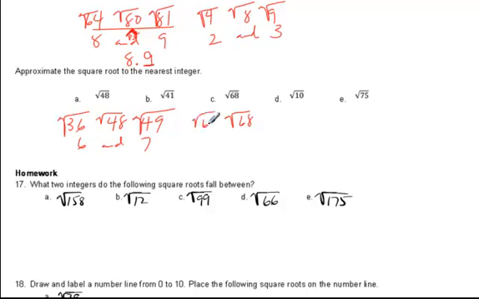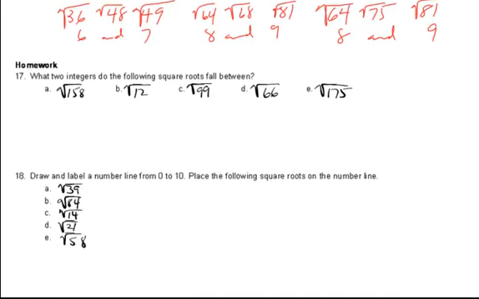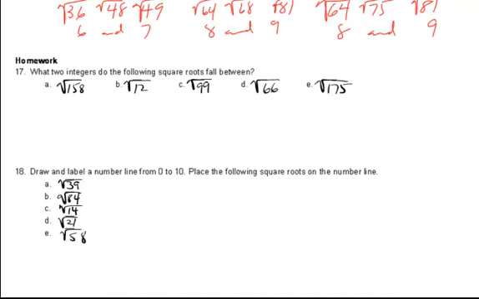Square root of 68 is between what 2 perfect squares? 64 and 81. So the square root of 68 is between 8 and 9. Easy. Okay, E, 75 is between what 2 perfect squares? 64 and 81. So the square root of 75 is between? No, 8 and 9 again. Good. All right.